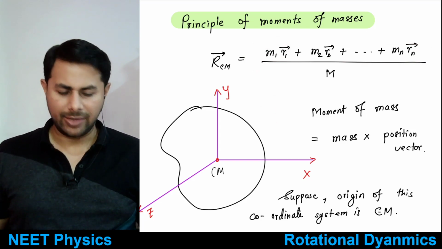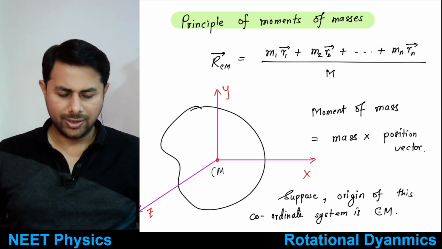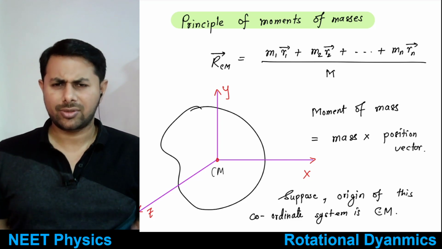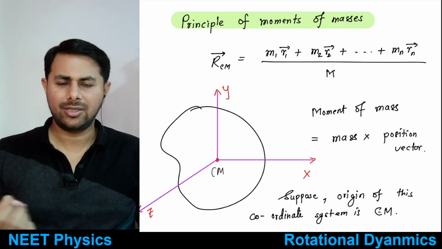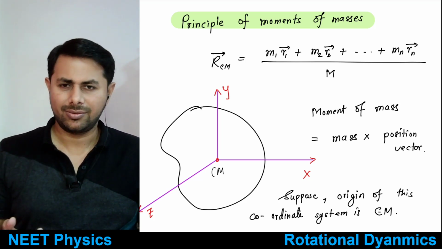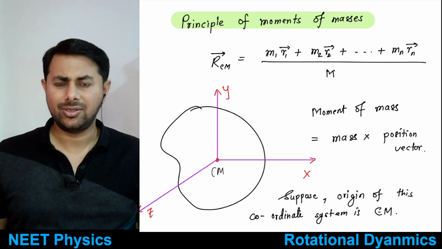Okay, that's why this sum will come out to be equal to 0. So this is one way of understanding this. There is another way. So you can say, what is the center of mass? It is the point of the body at which the whole mass of the body is concentrated, right?